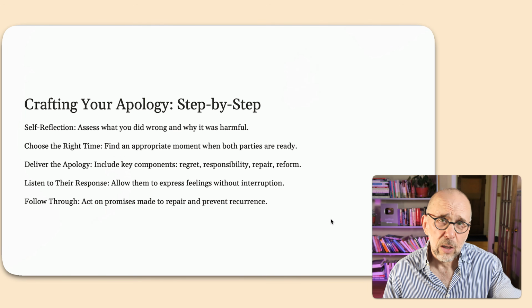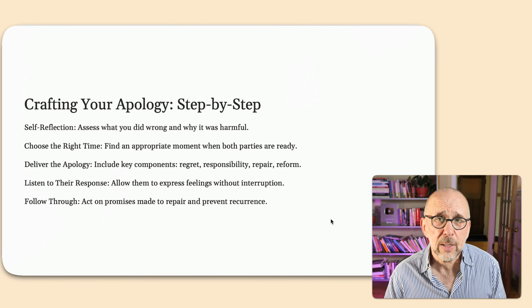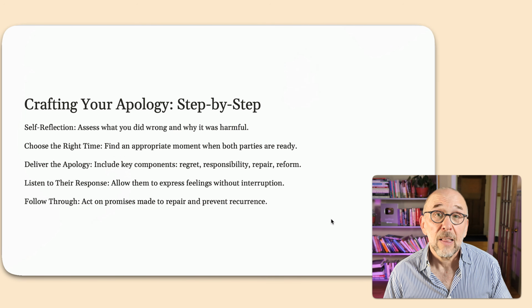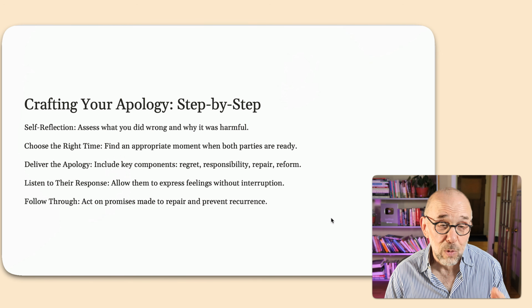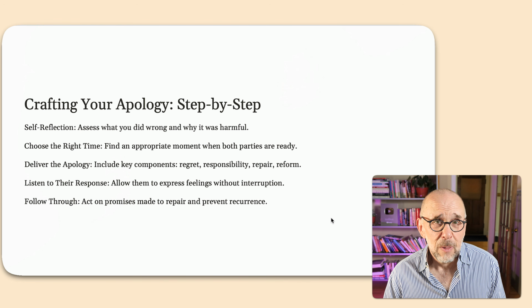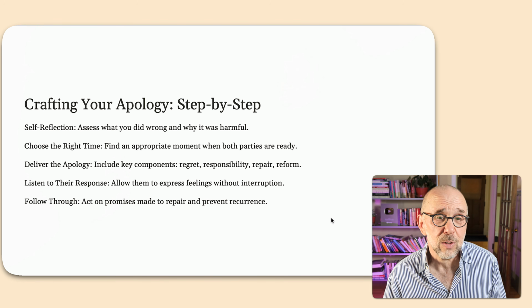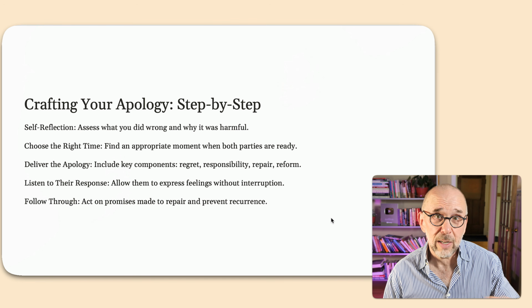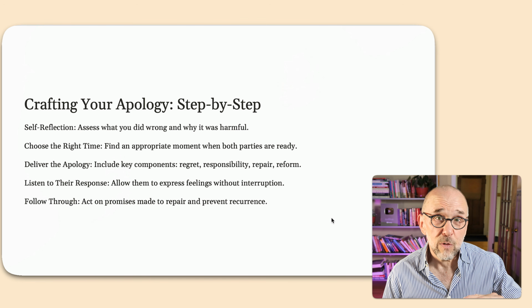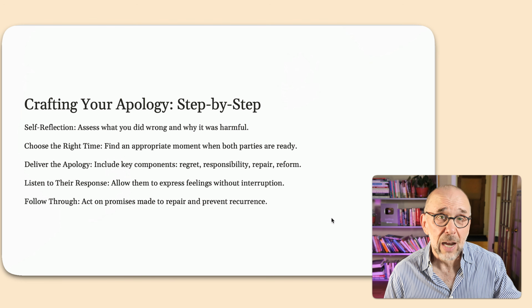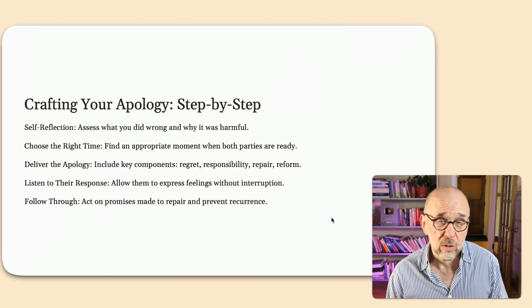Then you have to deliver the apology that has all the elements, the 4 key elements that we've described before. Listen to their response. Let them have it. If they're really angry and they express that anger, you sort of deserve that because you transgressed the moral norm in the first place. So you've got to listen to them express their feelings without interrupting them or trying to minimize. And then if you've made promises to make amends, to repair the damage that was done, to pay back for any harm and so on, then you have to actually follow up.